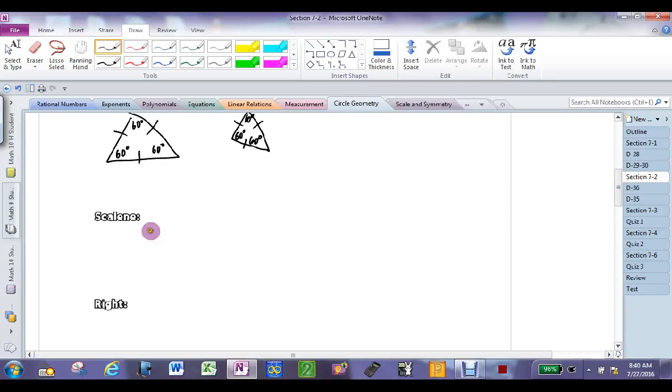Scalene. Are any of those sides the same? How do you know? Because none of them are marked. Two ways you can know. Either they're not marked or we measure, right? Scalene, no equal sides. No equal angles.